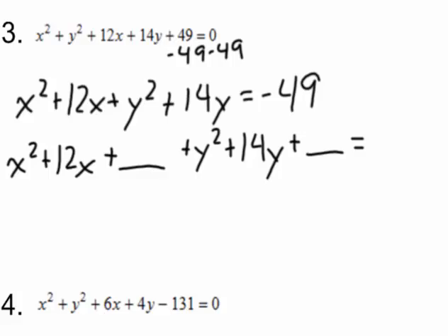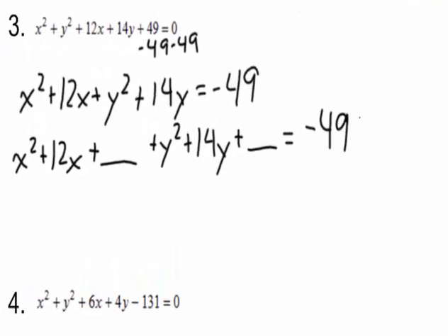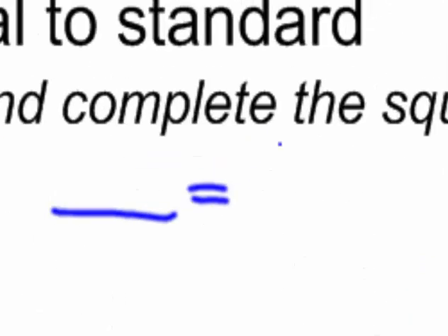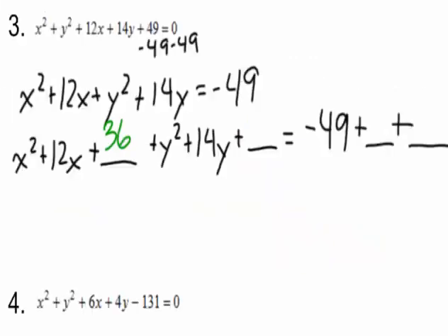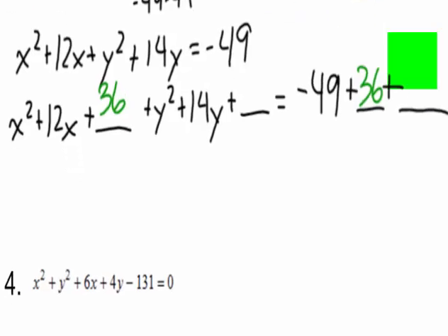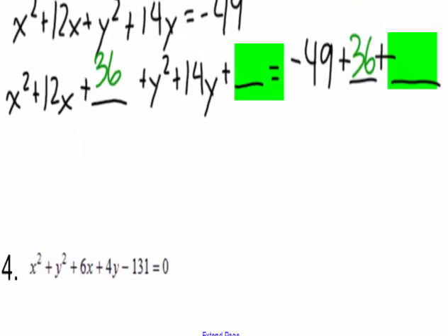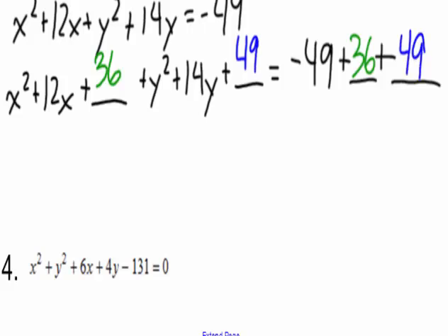Now the thing is, we can't just add random numbers to the left side of this equation. Whatever we add to the left side, we're going to have to add to the right side to keep things equal. Always half that number squared. So 12 divided by 2 is 6. 6 squared is 36. So we have 36 there. I'm going to go ahead and add 36 on the right side. And this number is going to be 14 divided by 2 squared, 49. And what we add to the left, we're going to add to the right.